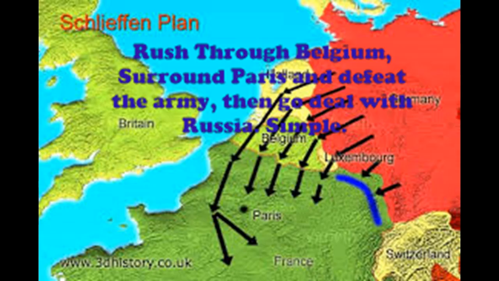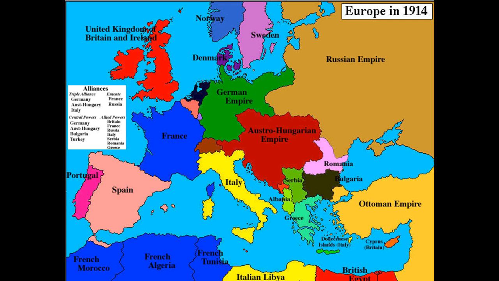The Schlieffen Plan would basically be this. They would rush through Belgium towards France, destroying the French armies easily. Then they would rush towards the Russians and begin attacking them. The plan backfired though. As soon as Britain, another ally to France and Russia, noticed that Belgium was getting rushed through, meaning that they were going for France, they immediately declared war on Germany.